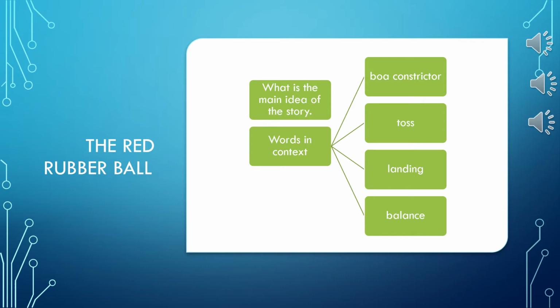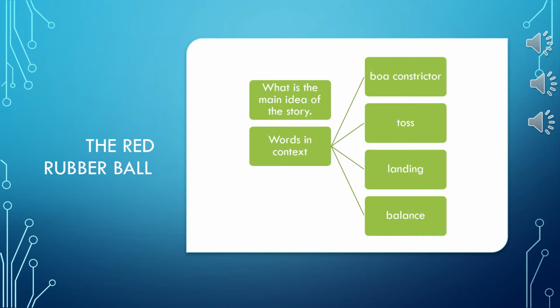Okay students, come to page number 18 of your student book, and the topic is the red rubber ball. I gave you this topic for a reading in my previous lecture as well, and I'm sure you read this topic as well, so this time I would just discuss this topic in detail. I would explain this topic. I would not go through the reading again, and you just need to make sure what's the main idea in the story. This is what we will discuss, and there are some words in context which we have to discuss in this story.